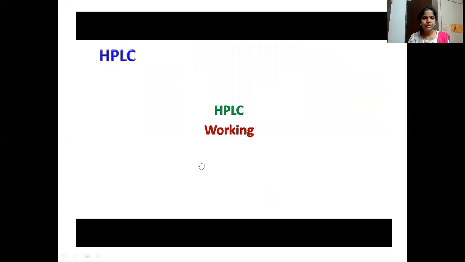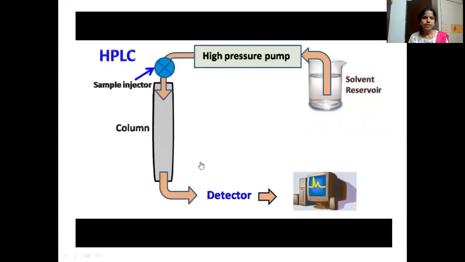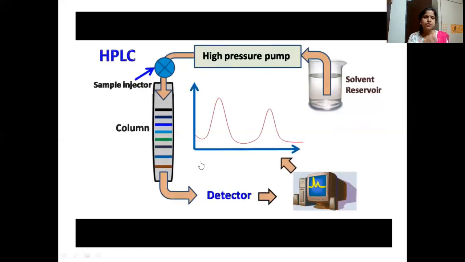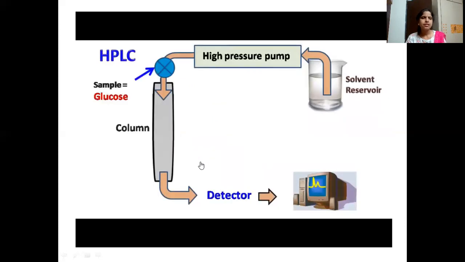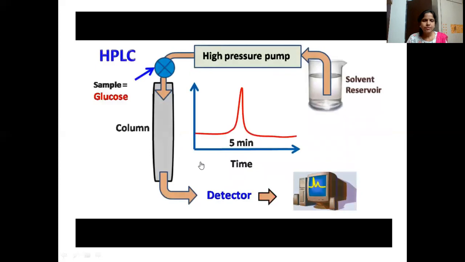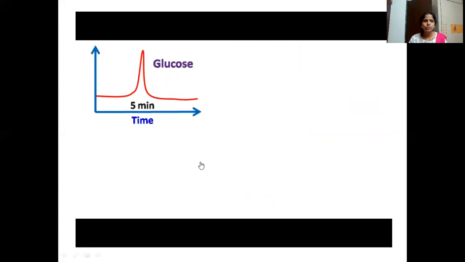When the sample is injected into the column, separation will take place. Here you can see how the separation is taking place. As each one of the components comes out, you will get a graph like that, with retention time on the x-axis and intensity on the y-axis. Suppose glucose is taken as a standard and we run the glucose on HPLC, we'll get a peak at a retention time of 5 minutes. This is the standard time for glucose.